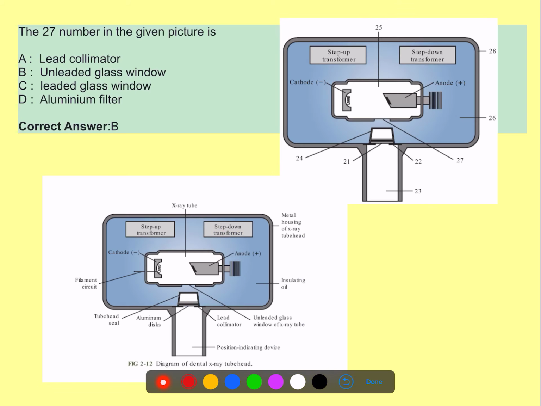Then number 27 in the given picture, you can see this is given in the question and these are all the labeled parts here. So the 27th one is the unleaded glass X-ray window. So you people go through all these labeled parts which are important, and they can ask any part like an image based question in the examination.